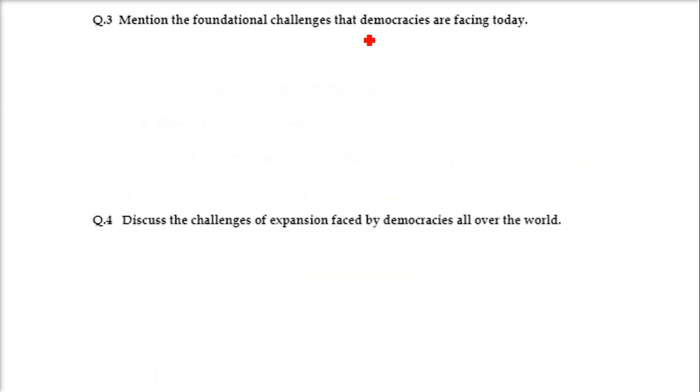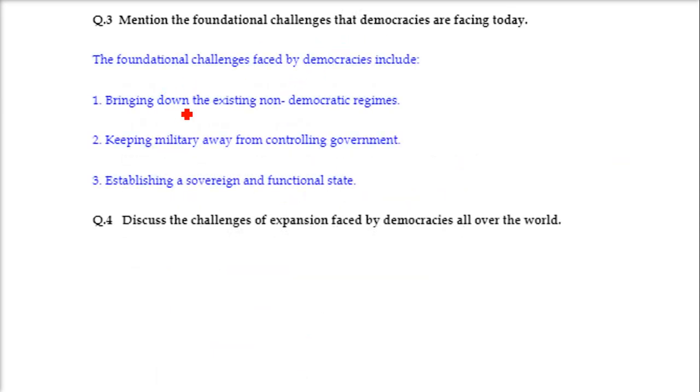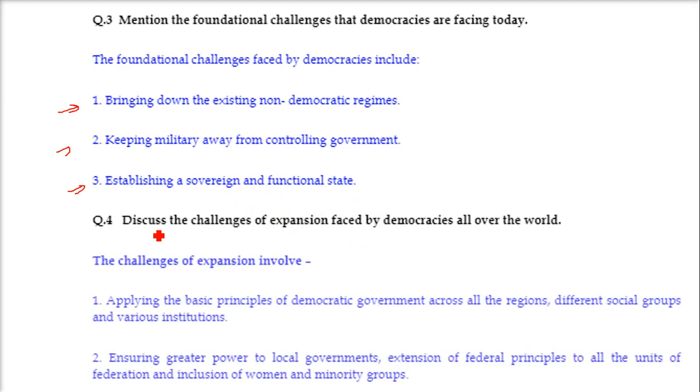Mention the foundational challenges that democracies are facing today. So what the democracies are facing today, first is bringing down the existing non-democratic regimes, keeping the military away from controlling the government, and establishing a sovereign and functional state. Discuss the challenge of expansion faced by democracies all over the world. So what are the challenges being seen?